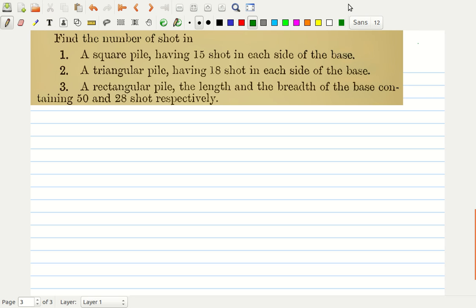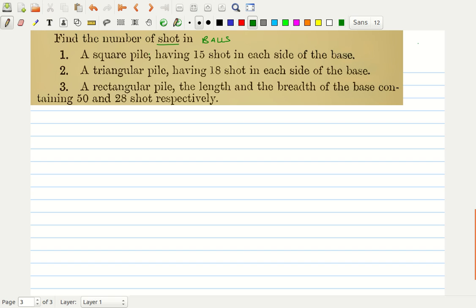Find the number of shots in a square pile having 15 shot in each side of the base, a triangular pile having 18 shot in each side of the base, a rectangular pile, the length and breadth of base containing 50 and 28 shot respectively. Okay, wherever you see the word shot, you simply replace it with the word balls.